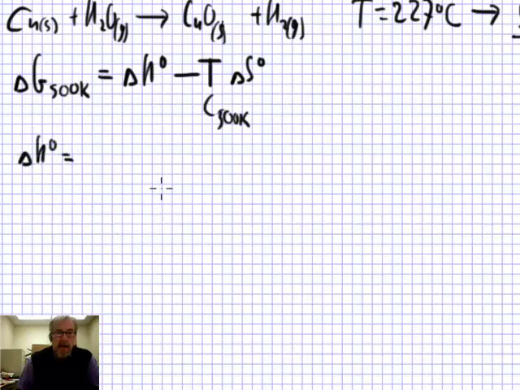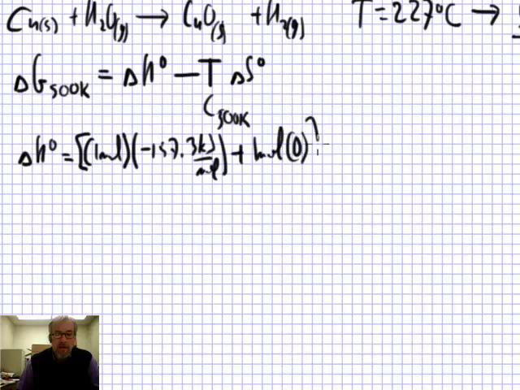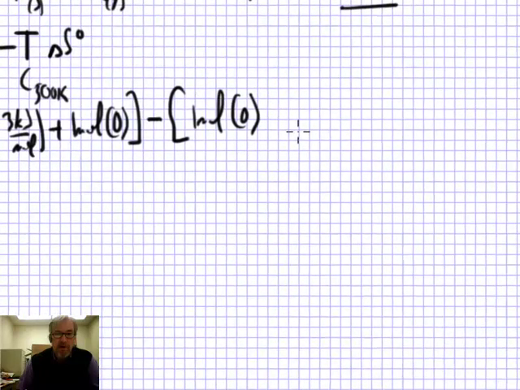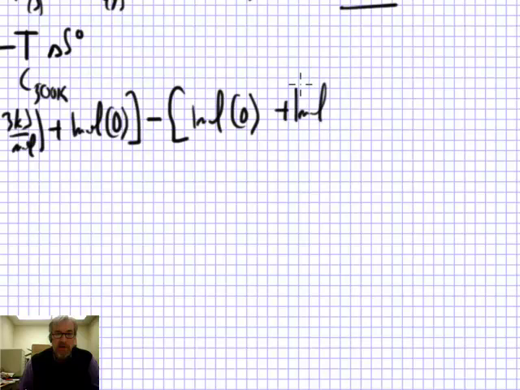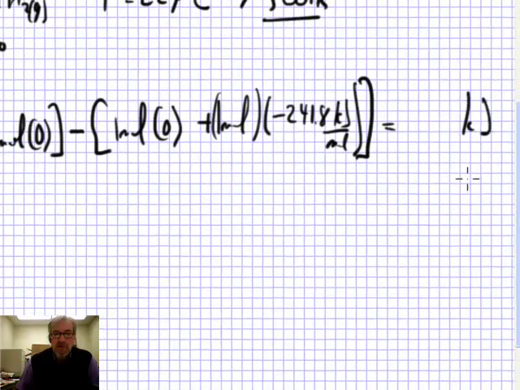I'm going to use values that I've looked up in a reference book. You can find these on your own if you wanted to, but you can trust me here. 1 mole of copper 2 oxide would be multiplied by negative 157.3 kilojoules per mole for its enthalpy of formation. Plus, I have 1 mole of hydrogen, but its enthalpy of formation is 0 because it's an element at the standard state. Minus 1 mole of copper, but that's times 0 because it's an element in its standard state. Plus 1 mole of water vapor, which has an enthalpy of formation of negative 241.8 kilojoules per mole. The moles cancel out, and I will end up with units of kilojoules. The numerical value is positive 84.5 kilojoules.